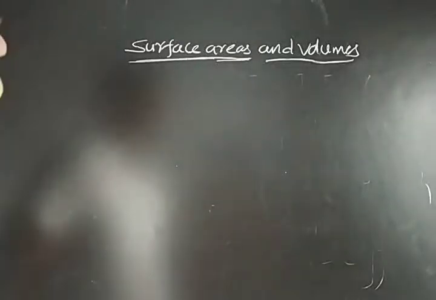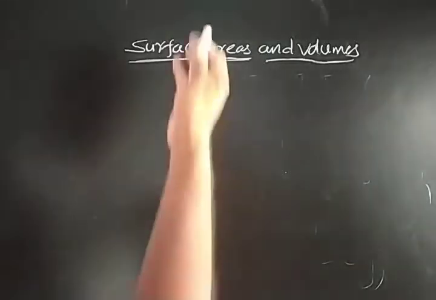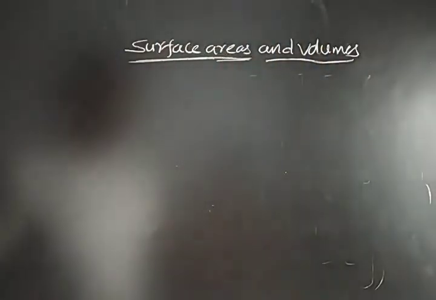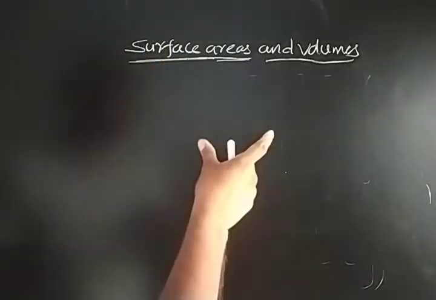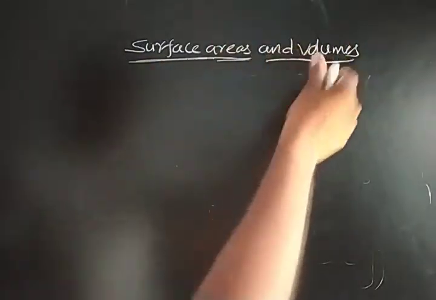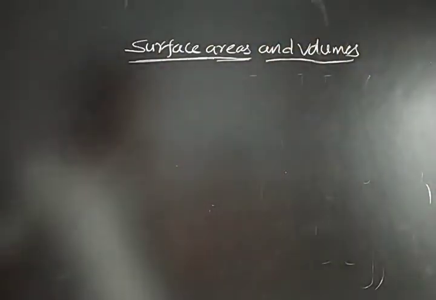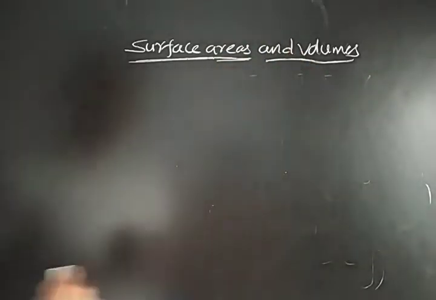Good morning, students. Today we are going to revise chapter 13, surface areas and volumes. We know that in this chapter we have combined solids. We are going to find surface areas of combined solids and combined solids volumes also. For that we have to remember the formulas of surface areas and volumes of the solids. So let us recall the formulas once again.